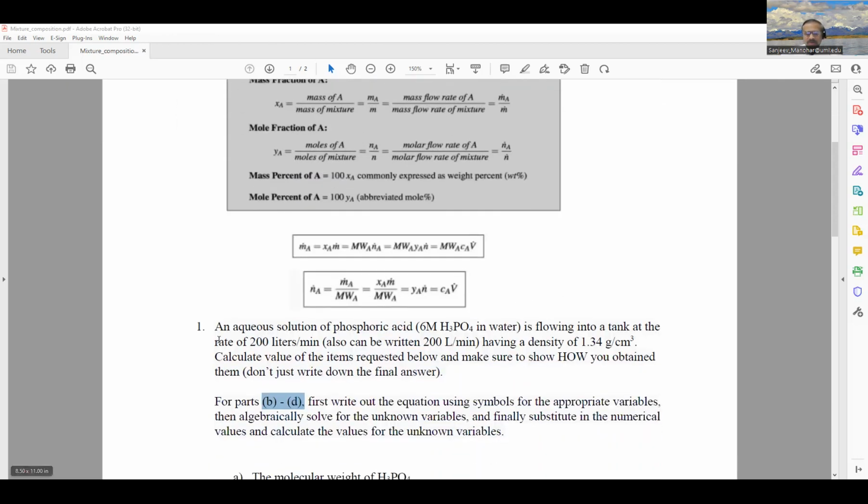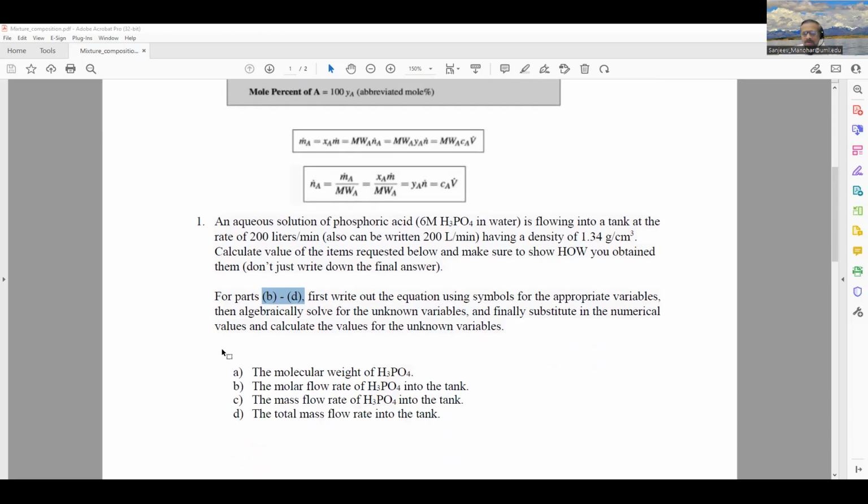Here is a problem you've been given, problem number 1. An aqueous solution of phosphoric acid is flowing into a tank at this rate, with this density. Calculate the value of the items requested below, and make sure you show the full calculations. Just don't write the answer. All right, here we go.